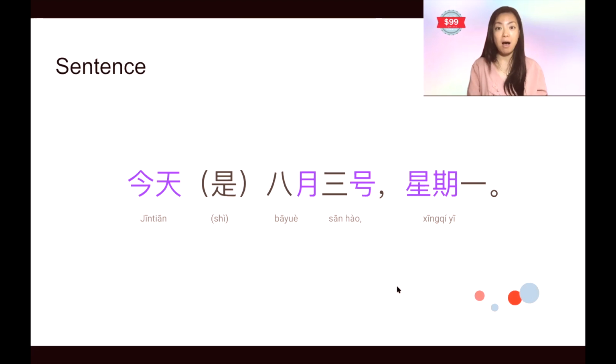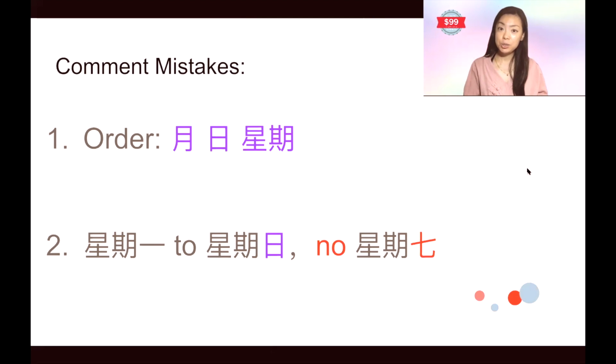So remember this order. Always the bigger thing front, the smaller thing behind. 今天是8月3号，星期一。So here are the two common mistakes, are very easy to make.